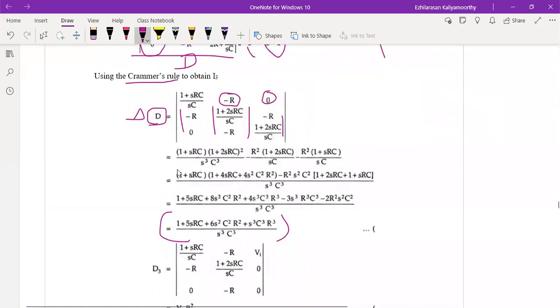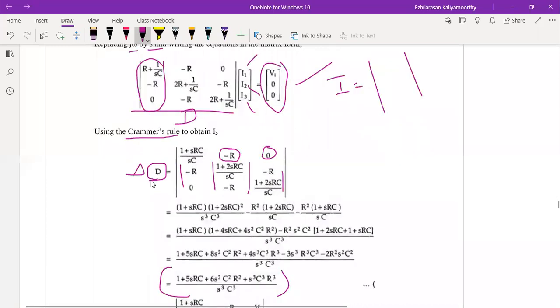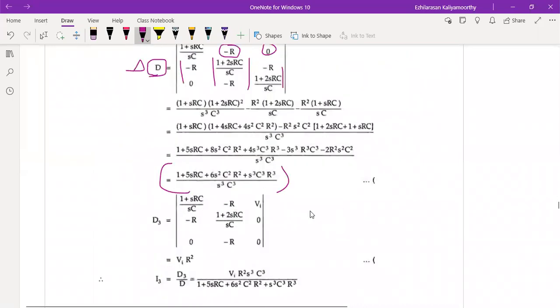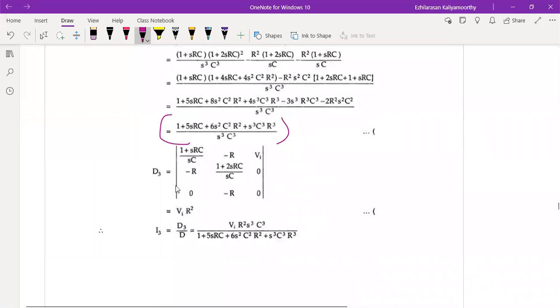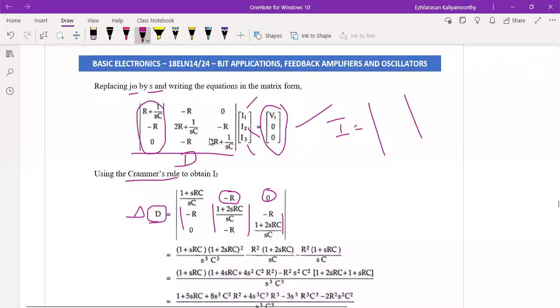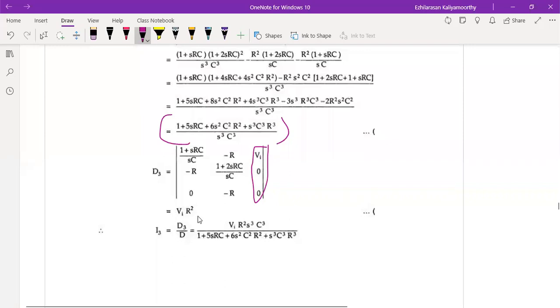So now you have to find D3. D3, in the sense of I3, for example. D3 is equal to the matrix where the third column is replaced. In the previous matrix, the third column will be replaced by this Vi. Then I may get D3 as Vi R squared. Now very simple, how will we find I3? I3 is nothing but D3 by D. This is the idea.